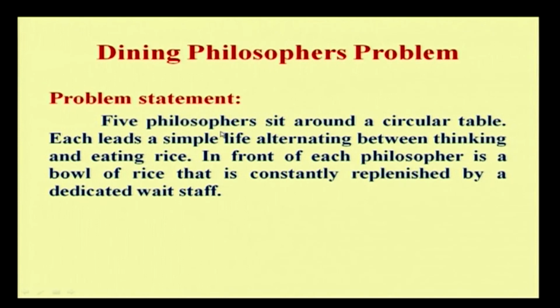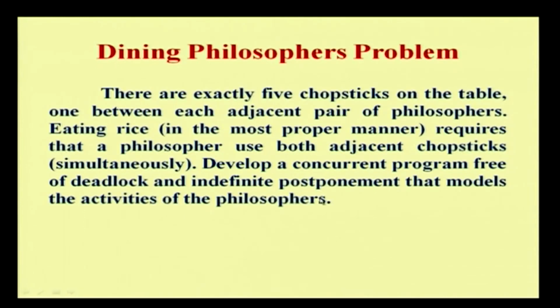Now let me read out the problem statement. 5 philosophers sit around a circular table. Each leads a simple life, alternating between thinking and eating rice. In front of each philosopher is a bowl of rice that is constantly replenished by a dedicated waitstaff. There are exactly 5 chopsticks on the table, one between each adjacent pair of philosophers. Eating rice in the most proper manner requires that a philosopher use both adjacent chopsticks simultaneously. So develop a concurrent program free of deadlock and indefinite postponement that models the activities of a philosopher.